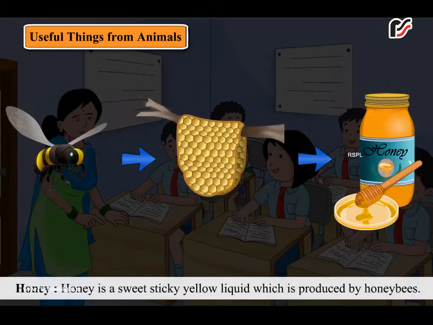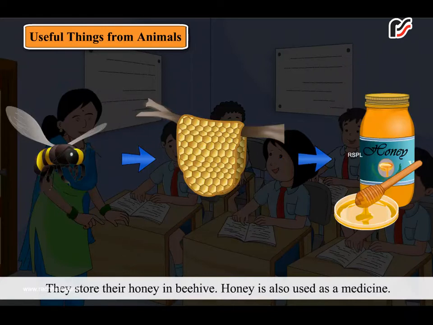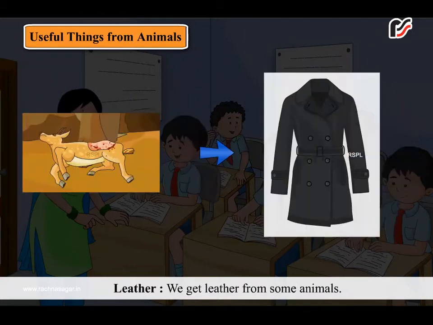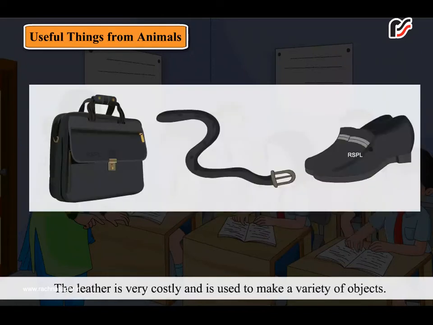Honey is a sweet, sticky yellow liquid which is produced by honeybees. They store their honey in beehives. Honey is also used as a medicine. We get leather from some animals. The skin of certain dead animals is made into leather. The leather is very costly and is used to make a variety of objects.